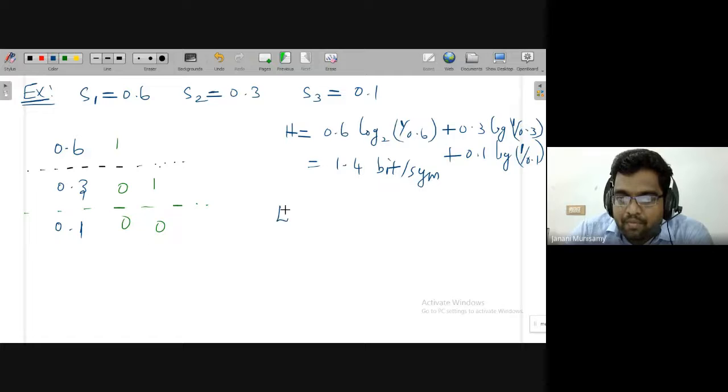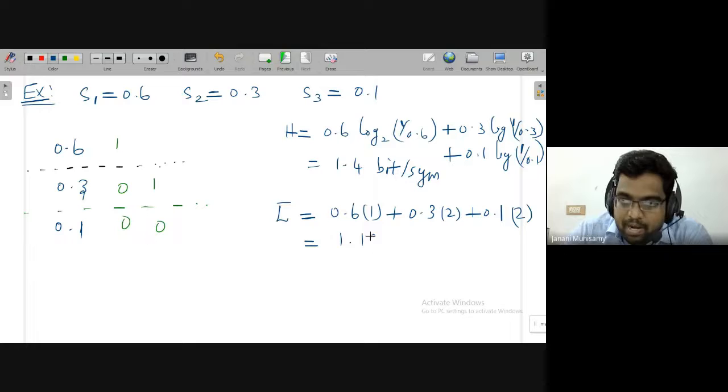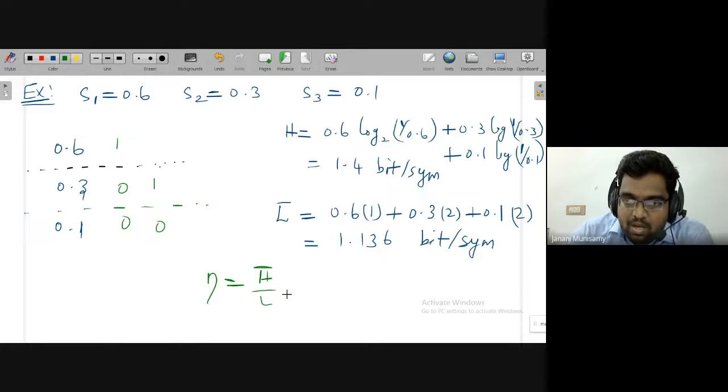Now I'm going to find out what is the average length. That depends on the method. Now I have to refer here. So 0.6 multiplied with 1, 0.3 into 2, 0.1 into 2. So the final value is 1.136 bit per symbol. Now you can calculate efficiency. Efficiency eta is equal to H by L into 100%. Then once you compute it, you will get 81%.